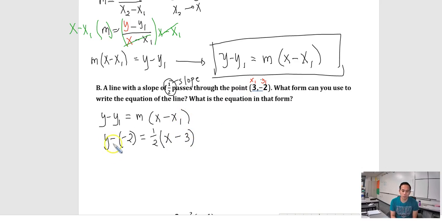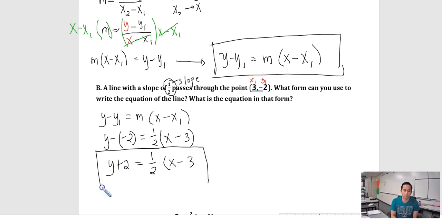Now you can simplify this. We have y minus -2, which gives us y plus 2 is equal to 1/2 times x minus 3. This is now your final answer. The equation in point slope form is y plus 2 is equal to 1/2 times x minus 3. You can stop there because it's already written in point slope form.